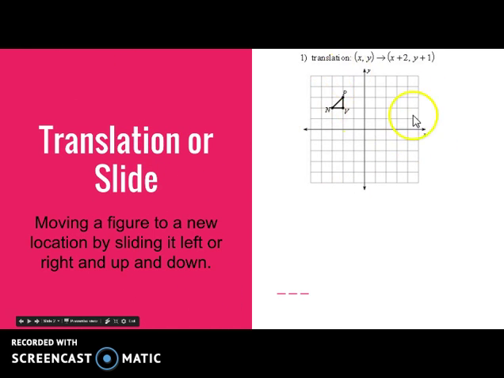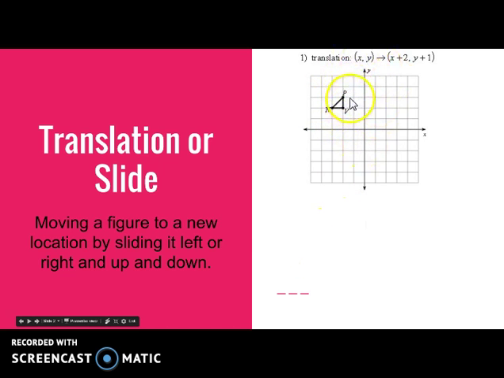Now, this is the part you don't have to copy down. This is just an example to follow along with. This is what I want you to write down. This is your definition of what a translation or a slide is. It's moving a figure to a new location by sliding it left or right and up and down. And in a transformation, every point on our new image is going to be the same distance from its original corresponding point in what we call the pre-image. What you start with is called the pre-image.